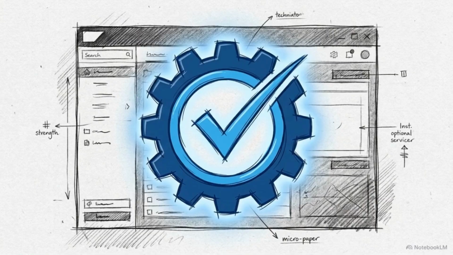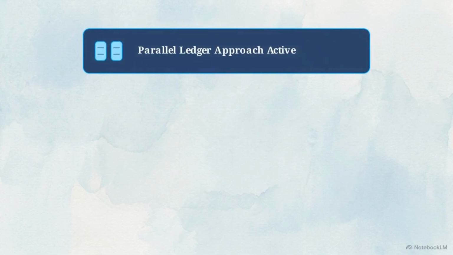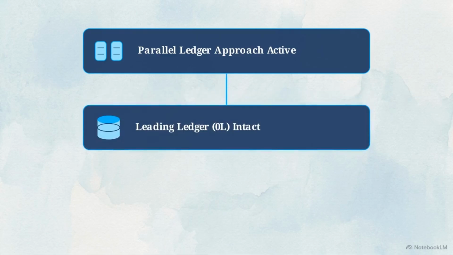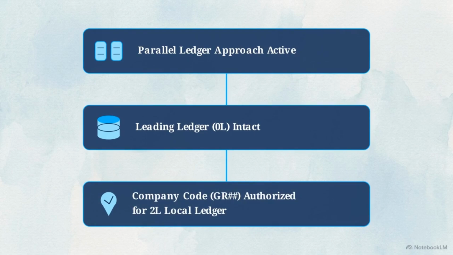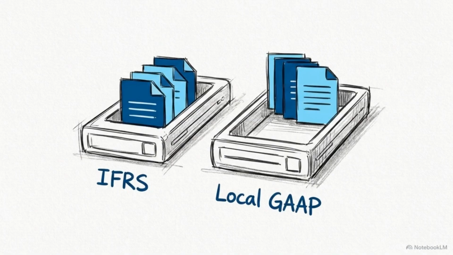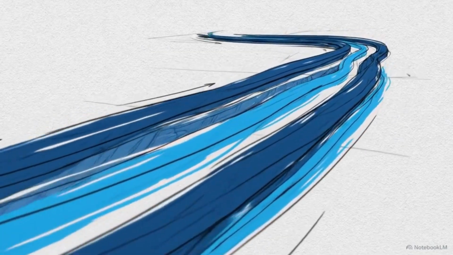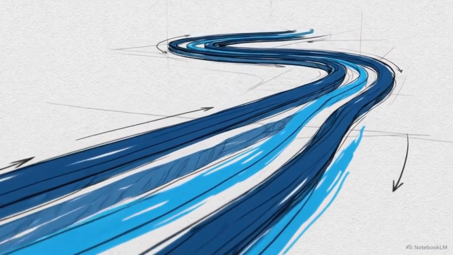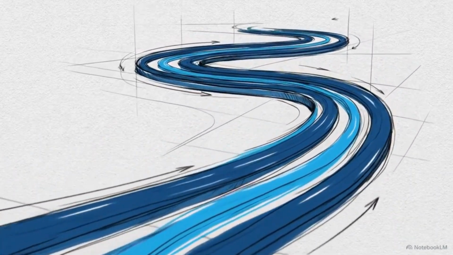You have successfully navigated the IMG and verified your underlying GL parameters. You've confirmed 3 distinct facts. The parallel ledger approach is active, your leading ledger 0L is intact, and your specific company code has the precise authorization required to use the 2L local ledger. With these checks complete, your system is prepared to accept live postings across multiple accounting standards. Your global financial architecture is now fully aligned, completely legally compliant, and ready to handle real-world accounting data.